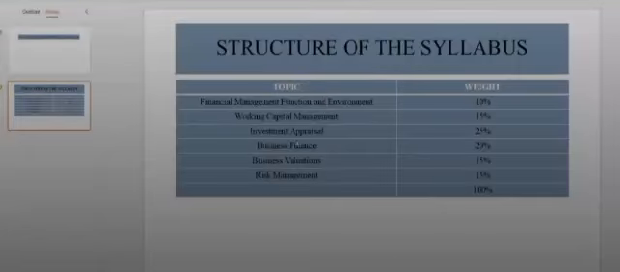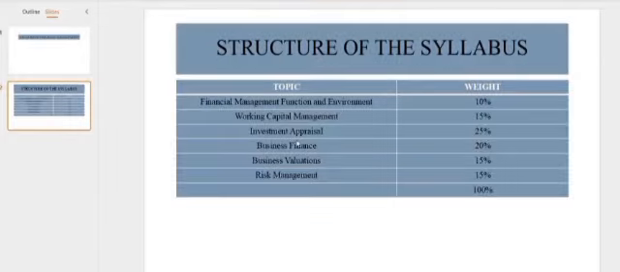It is no longer news that financial management is now being introduced into the skills level of the ICAN examination. And today I would like to simplify and talk about the structure of the financial management syllabus.